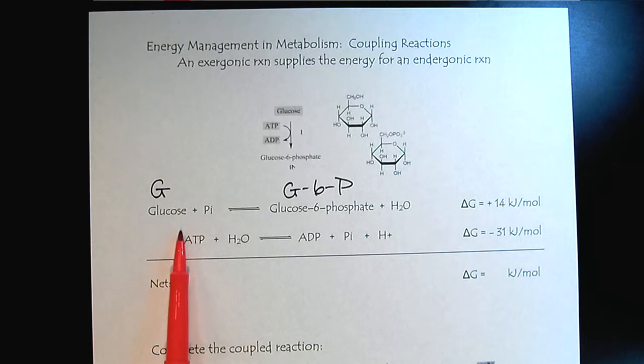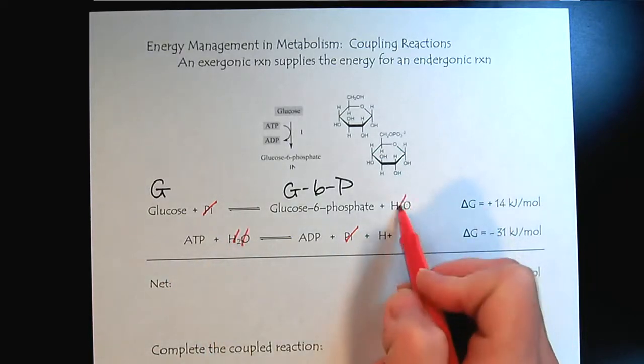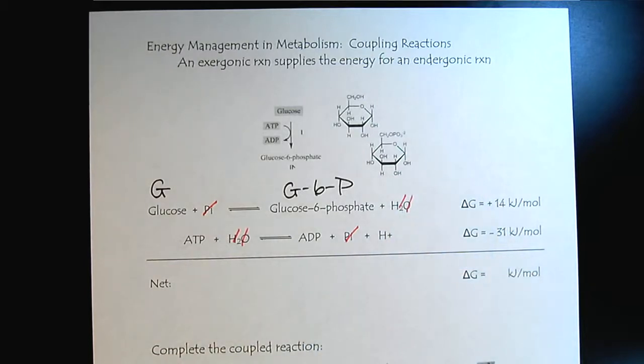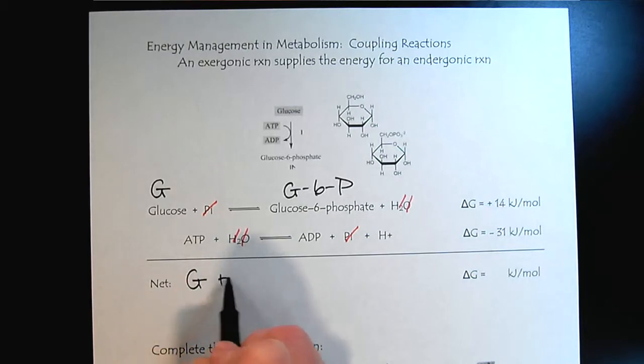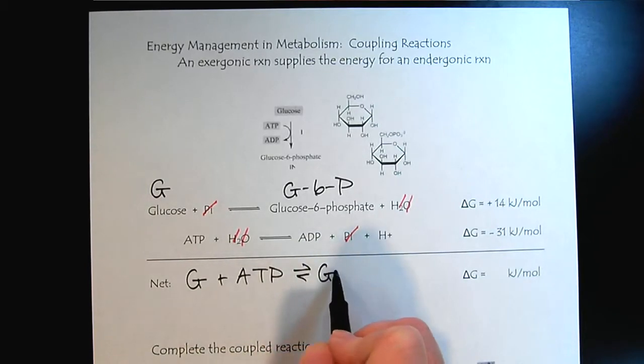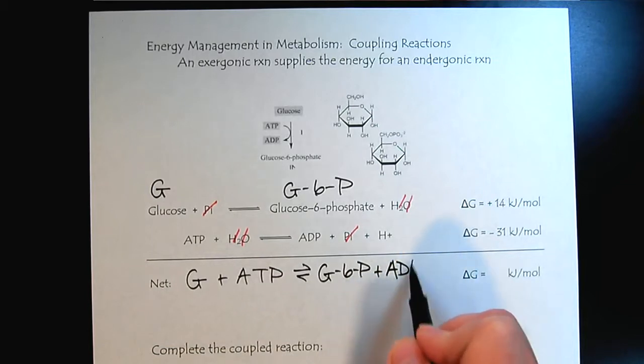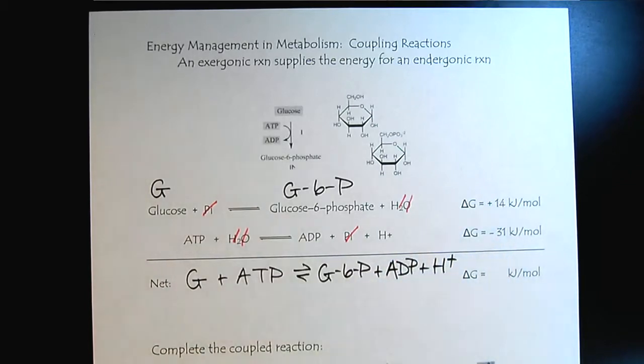So we look on the reactant side and the product side, and we look for common terms. We notice there's a phosphate on the left and a phosphate on the right, so we can cancel those. And there's a water on the left and a water on the right, so we can cancel those. So the net reaction is glucose reacting with ATP to produce glucose 6-phosphate, ADP, and one hydrogen ion.